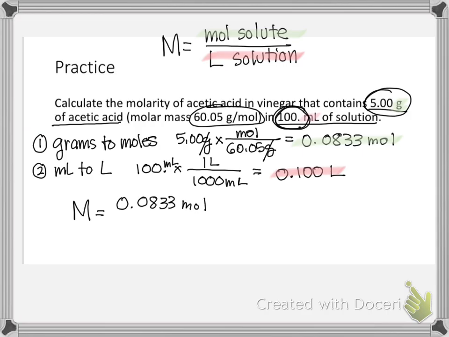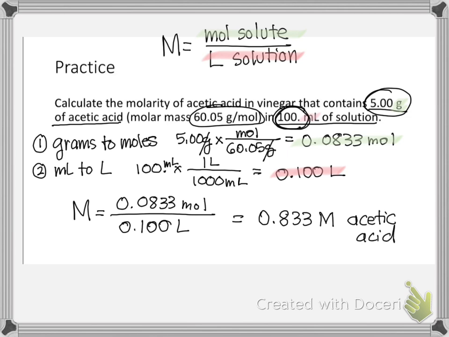0.0833 moles. And I'm going to divide that by 0.100 liters. And remember, I'll say it, there's no times 100, right? This is not a percent. And we get 0.833 molarity. That's moles per liter acetic acid, which is what vinegar is. It's a concentration of acetic acid. So the capital M is what moles per liter is. So we just write capital M. So this is our answer.